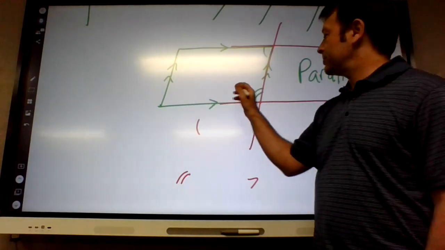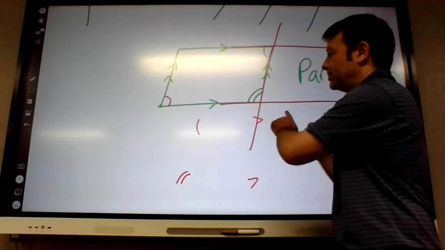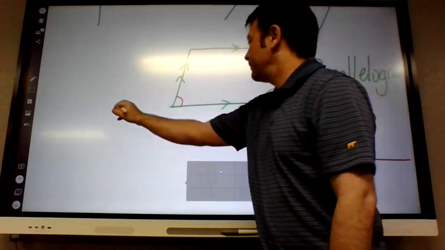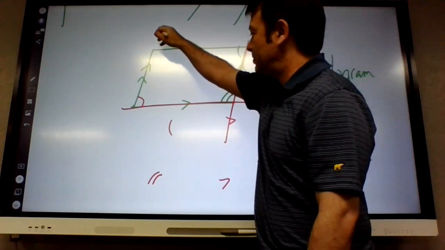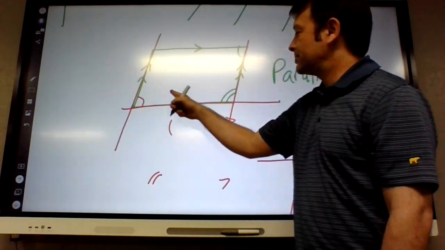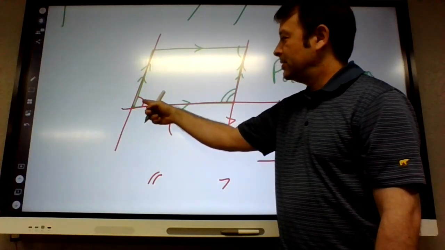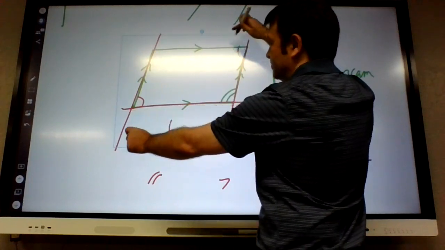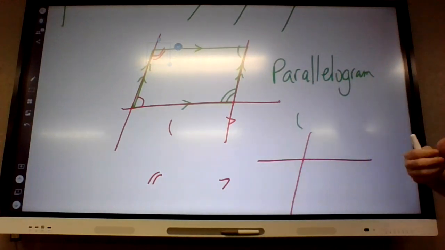What do I know about this angle and this angle? Same thing. If you turn your head, it looks the same. This is the transversal, these are the two parallel lines, and these are same side interior, so they have to be supplementary. Which means, and this gets into a later chapter, that these two would have to be the same, and these two would have to be the same. But yeah, we got some weird pictures.